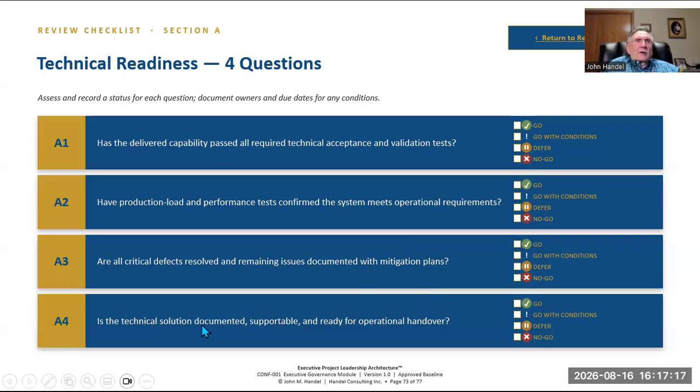Is the technical solution documented, supportable, and ready for operational handover? So that's the final question. And that's where you get into the user manuals, the operational manuals. Are people trained to work on it and to maintain it? And so all of that has to be shown at the meeting.